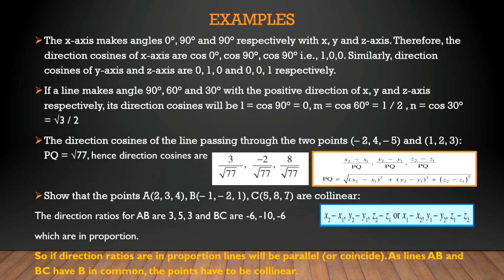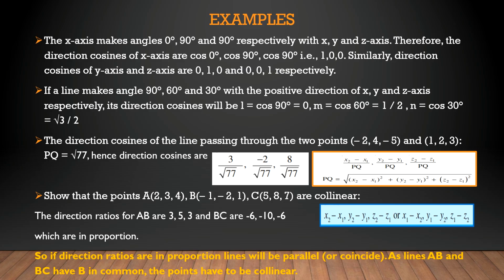A few examples to understand the first two formulae regarding direction angles, direction cosines and direction ratios. So, what will be the direction cosines of the x-axis? The direction cosines of the x-axis will be 1, 0, 0. Why? Because cos 0, cos 90 degree, cos 90 degree. That will give you 1, 0, 0. Similarly, direction cosines of y-axis will be 0, 1, 0 and z-axis 0, 0, 1.